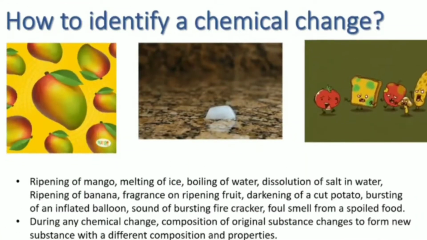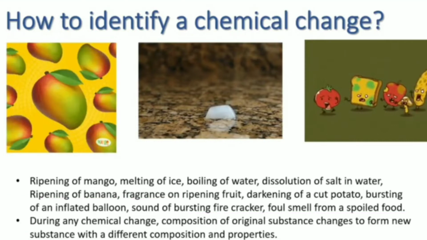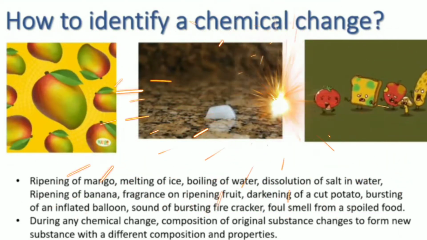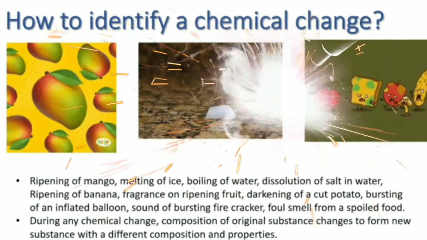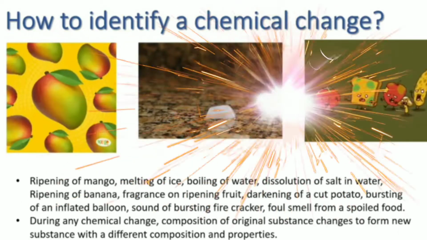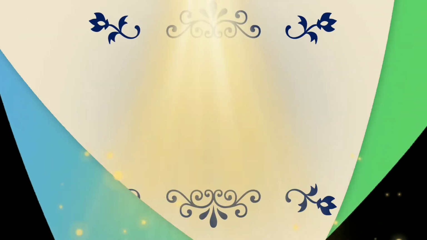Ripening of mango, melting of ice, boiling of water, dissolution of salt in water, ripening of banana, fragrance on ripening fruit, darkening of a cut potato, bursting of an inflated balloon, sound of bursting firecracker, foul smell from a spoiled food. Students, during any chemical change, composition of original substance changes to form new substance with a different composition and with different properties. How to identify chemical change? Let us see.